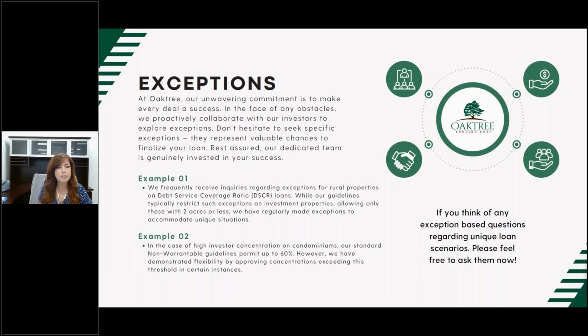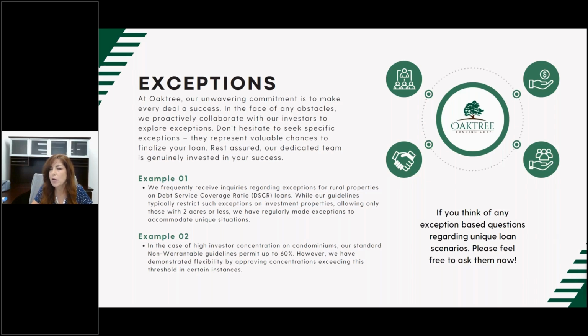We want to look at those different scenarios so that we're not losing loans that we don't need to lose, that other companies may say no to. We want to say, okay, can we make sense of it? Can we document this scenario? And if we can, let's do it.